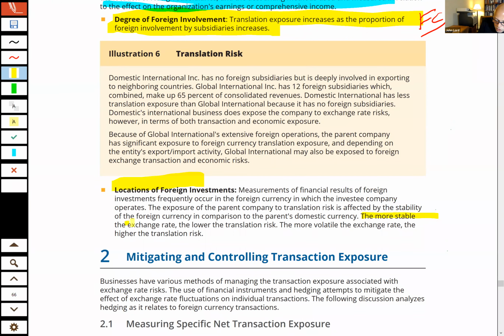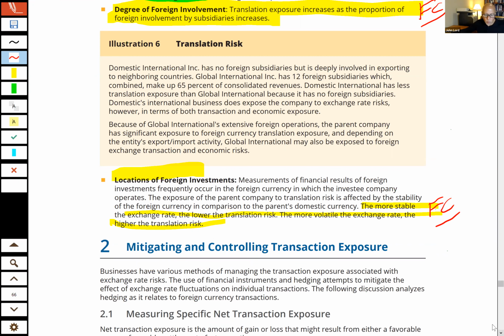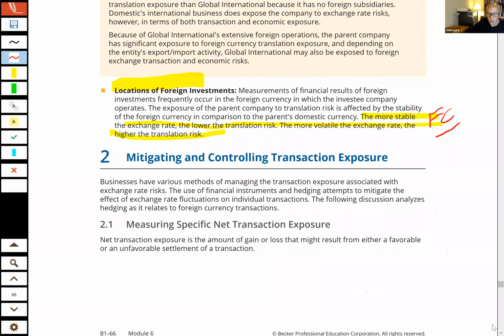The more stable the exchange rate, the lower the translation risk; the more volatile the exchange rate, the higher the translation risk. So if you're dealing with a more stable currency, obviously that's going to be less exposure. Now, even though we talk about the translation risk, you might look for involvement with foreign subsidiaries with maybe more stable currency and whatnot. But really, what we try to do is mitigate the transaction exposure.